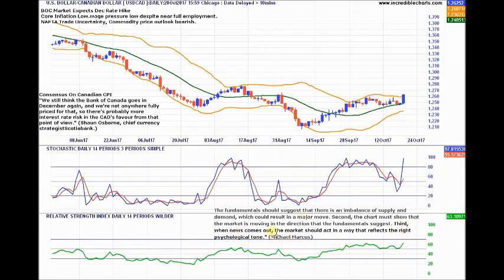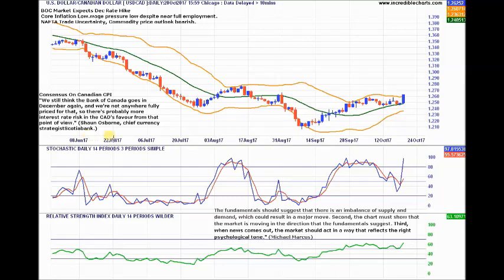Third, when news comes out, the market should act in a way that reflects the right psychological tone. What is the right psychological tone? Well, let's say we're seeing this as a bullish scenario. Basically, the USD should just shrug off what many people or most people consider as bearish news for it. Canadian CPI was on Thursday. And what was the market expecting? This is a guy from Scotiabank.